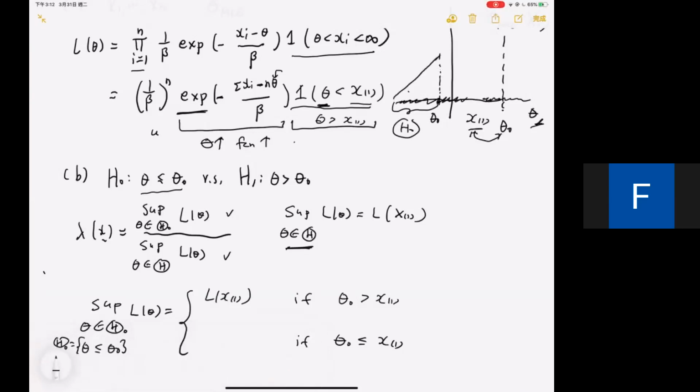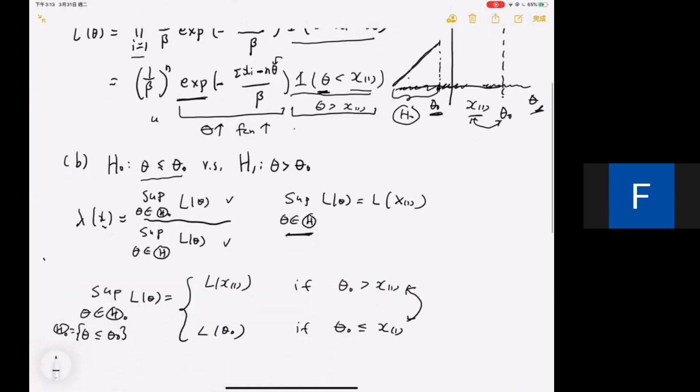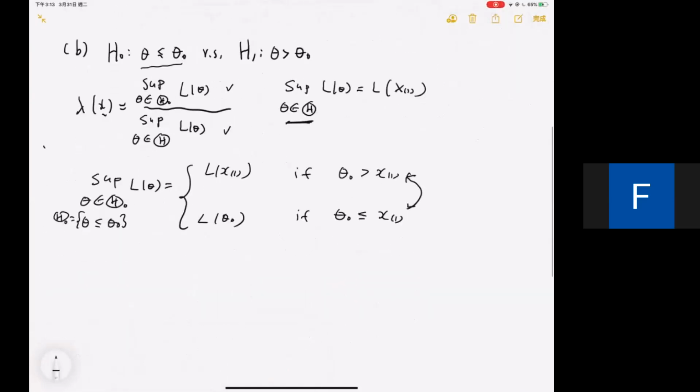This is on your null space right here. Okay? That means your MLE is what? Your MLE is theta naught right here. So that means I actually want to switch between these two guys. It's fine. So at the end of the day, you write formally lambda x, depending on where your theta naught is.